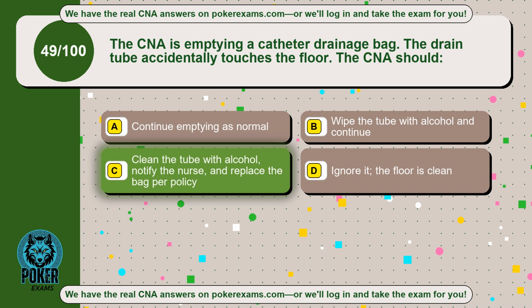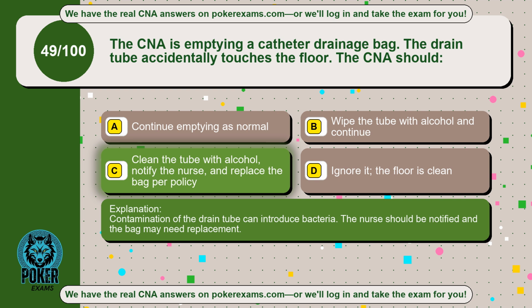The correct answer is option C. Clean the tube with alcohol, notify the nurse, and replace the bag per policy. Contamination of the drain tube can introduce bacteria. The nurse should be notified and the bag may need replacement.